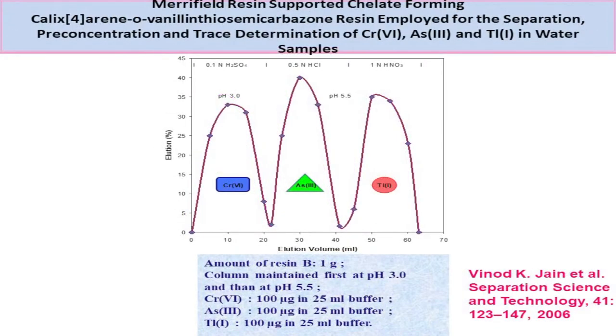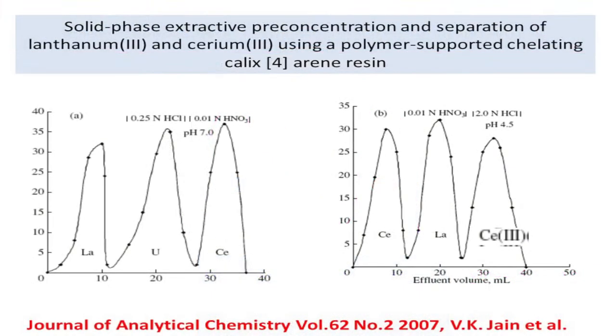thallium, and this is again... Now these cadmium, zinc, and copper we have separated. What we do is take these three metal ion solutions and pass the solution at a particular pH. Only two will be retained, one will be eluted, and then the two we will separate, which are absorbed, by different eluting agents. So therefore, we are able to do this.